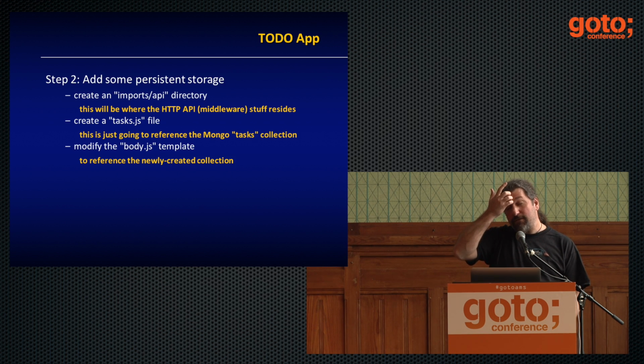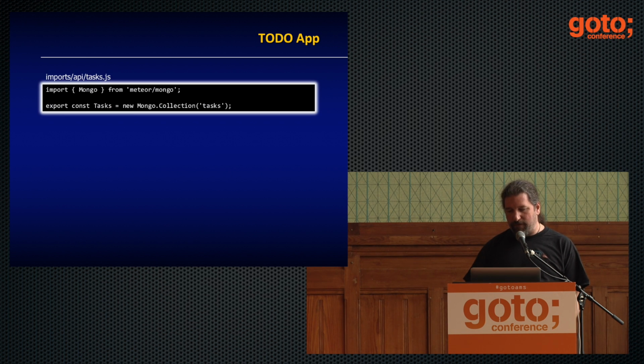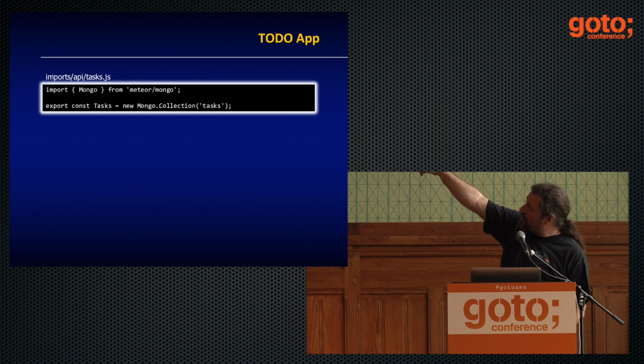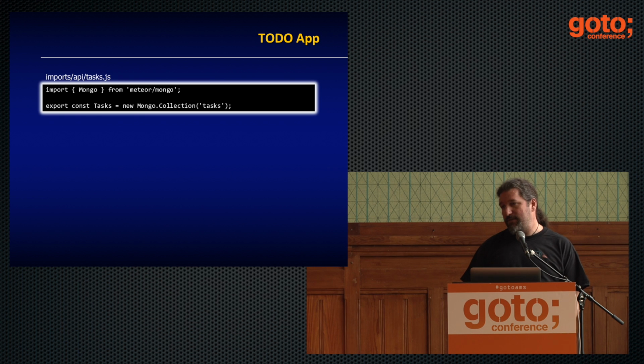Now, of course, it wouldn't really be a to-do list manager if we didn't have some form of persistent storage. And again, for Meteor, this is Mongo. So now this is where you really start to get a sense of how Meteor is different from a lot of the other platforms you may have worked with. First of all, we just go ahead and grab Mongo. We import it out of Meteor/Mongo. And then I define a collection inside of Mongo called tasks. Now, look at the top of the box, import/API/tasks.js. This tells you that this definition is going to be accessible on both the client and the server.